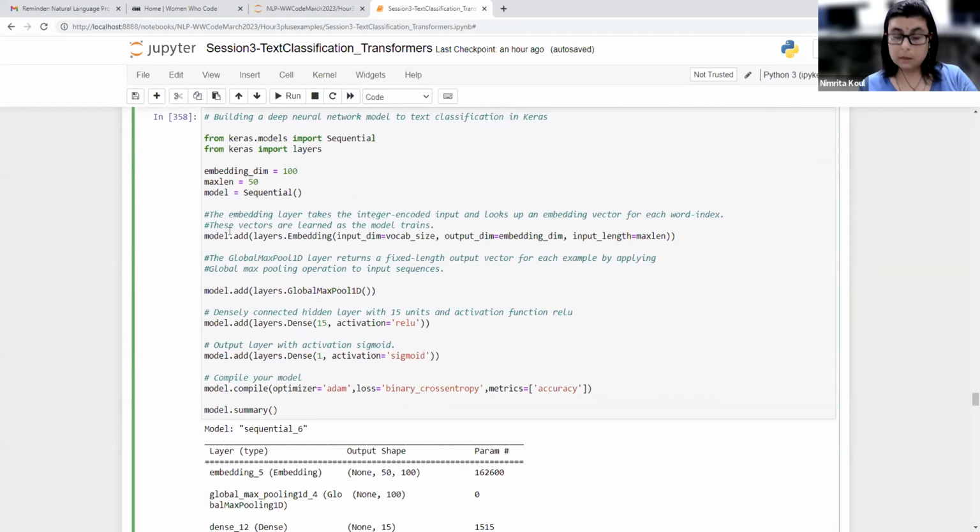The first layer we add to the model is an embedding layer. The embedding layer's job is to convert your text into numerical vectors.